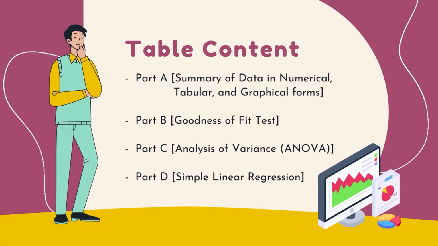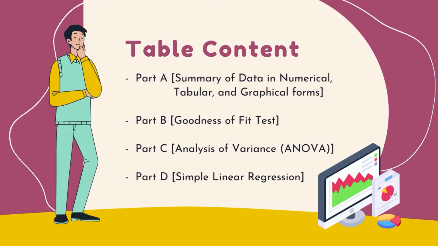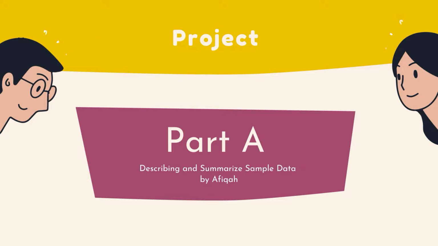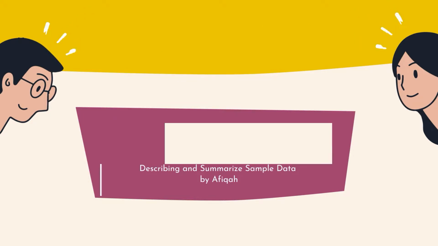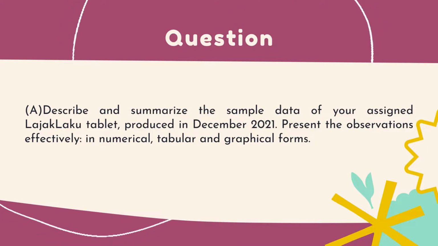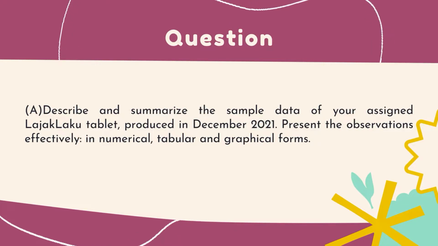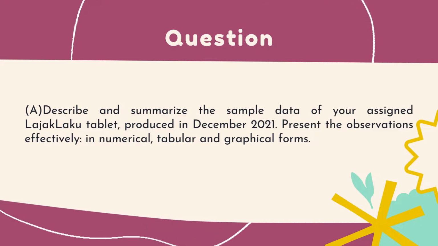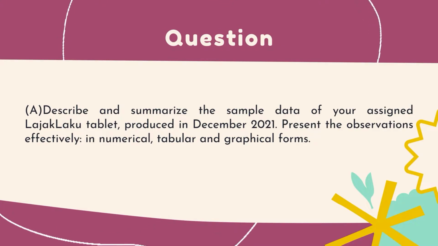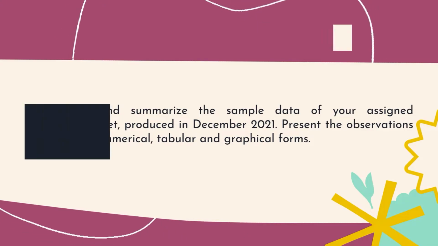There are four parts for this presentation, which are part A, part B, part C, and part D. I will explain part A, which is describing and summarizing the sample data. For part A, we need to describe and summarize the sample data of our assigned lajak laku tablet, which is lajak laku tablet G, produced in December 2021. Then present the observation effectively in numerical, tabular, and graphical forms.